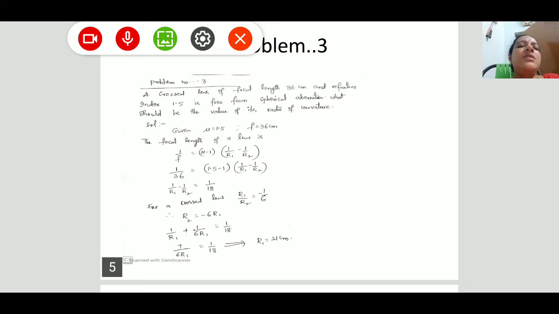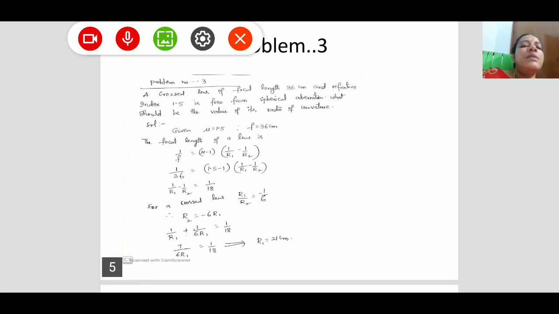See here, a crossed lens of focal length 36 centimeters and refractive index 1.5 is free from spherical aberration. What should be the value of its radius of curvature? This also depends upon the spherical aberration. Here, what is being asked? A crossed lens of focal length 36 centimeters and refractive index 1.5.